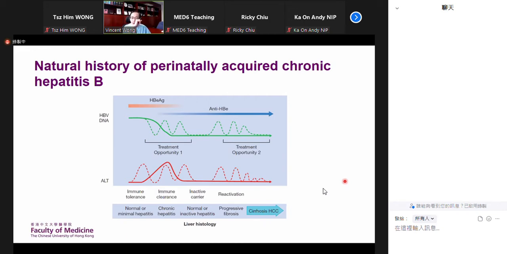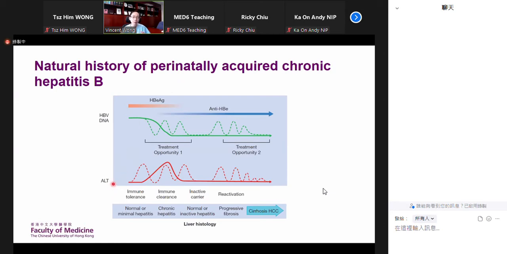Now, the main difference is that if a patient acquires HBV infection during adulthood, there would be a potent immune response, and therefore you wouldn't see the immune tolerance phase. In fact, the patient would immediately go into the immune clearance phase, and in 95% of the cases, the patient would be able to clear the virus completely with a loss of surface antigen. But we are working in Hong Kong, so we should be familiar with the perinatally acquired chronic hepatitis B.